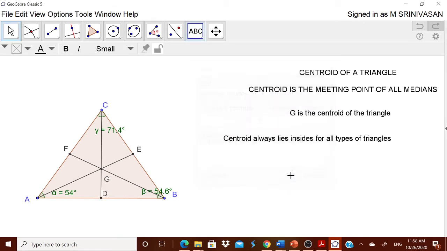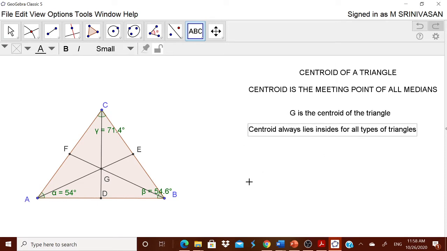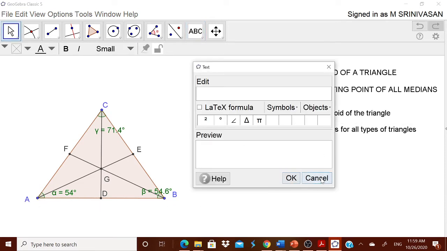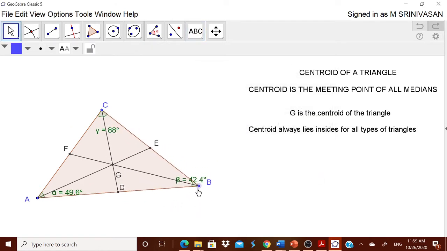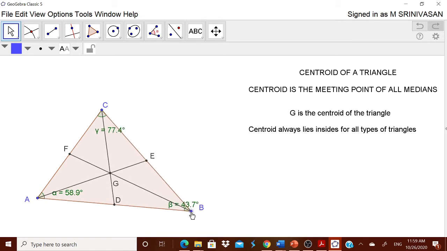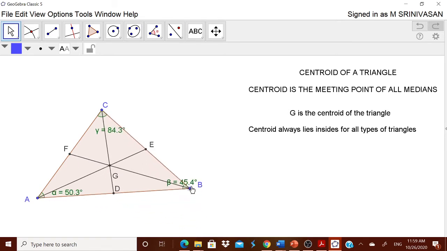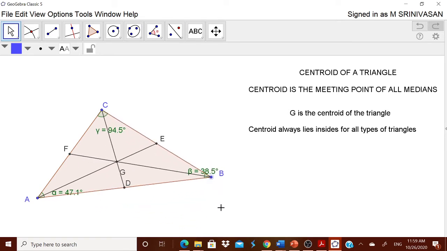Okay, now you can ask the children to make this into an obtuse angle triangle. What will you do? You will just drag it, and then he will drag it. Okay, I think I am making one of the angles more than 90 degrees, 94.5, but it's an obtuse angle triangle.